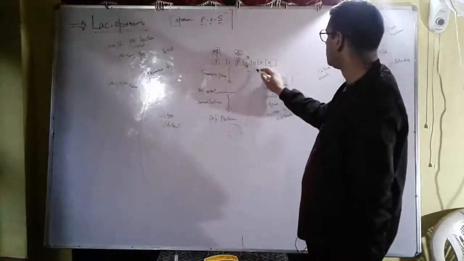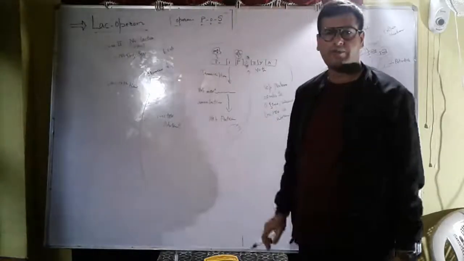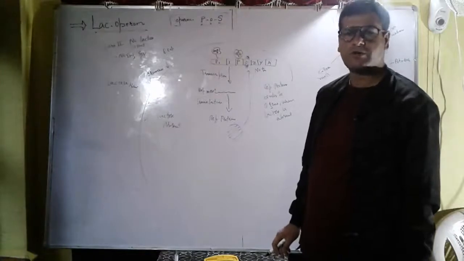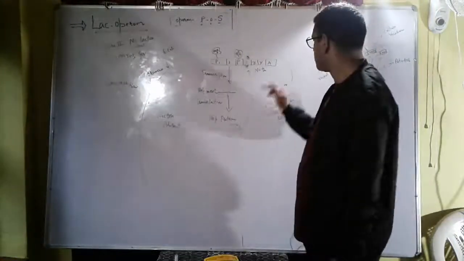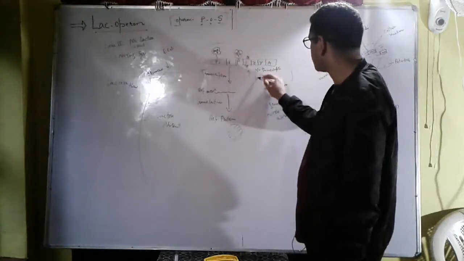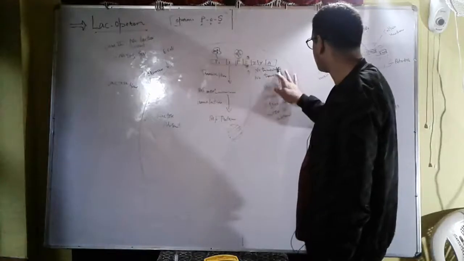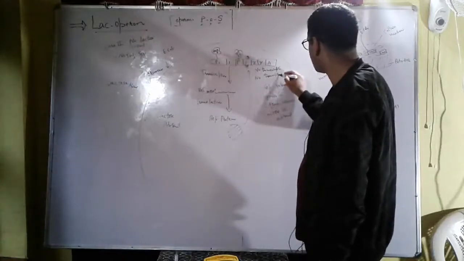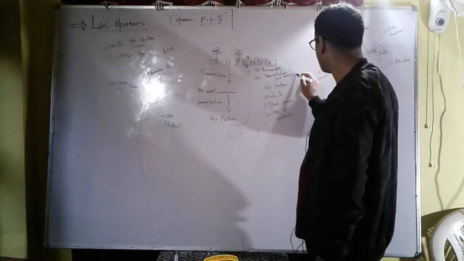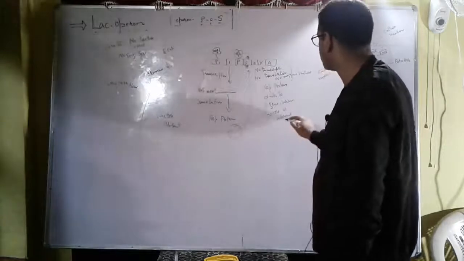Therefore, no transcription. As we know, RNA polymerase is the main enzyme for transcription, for RNA synthesis. So there is no transcription, no translation. No translation, no enzyme synthesis, when the lactose is absent.